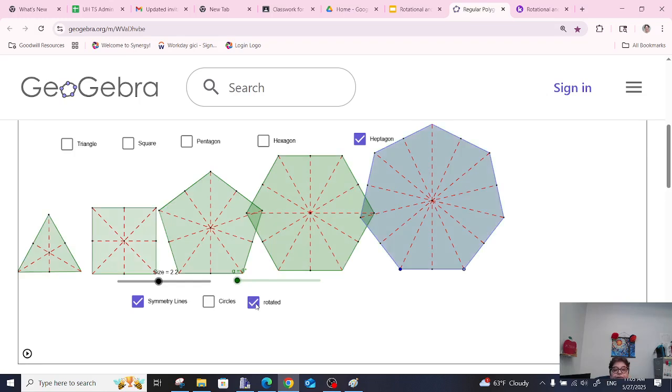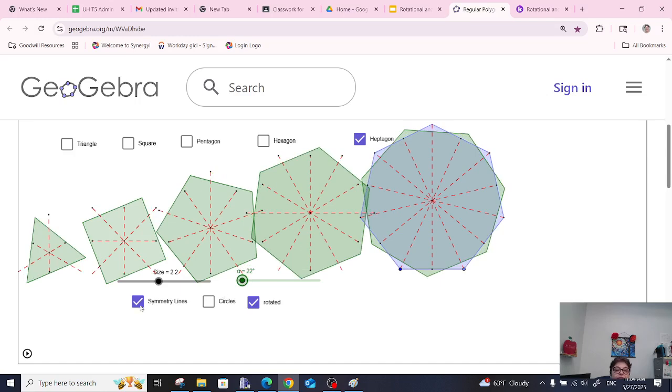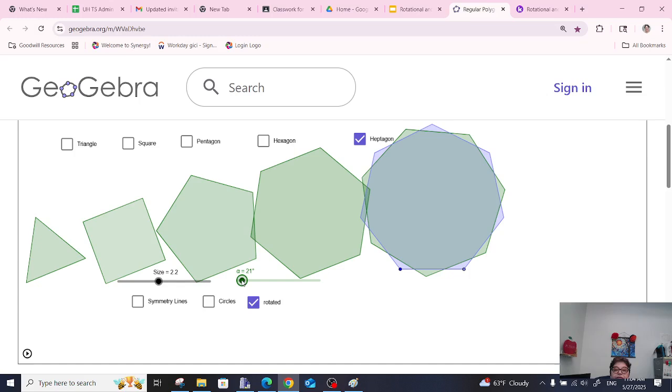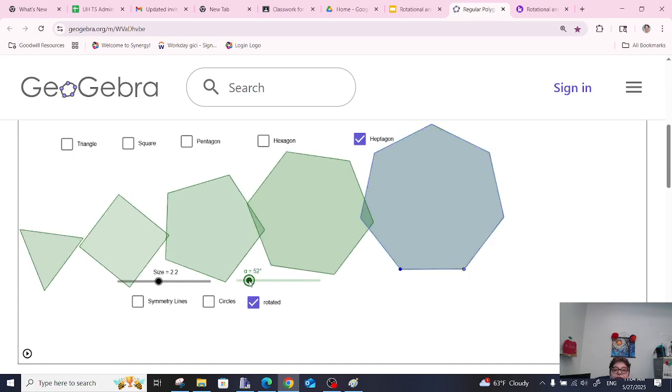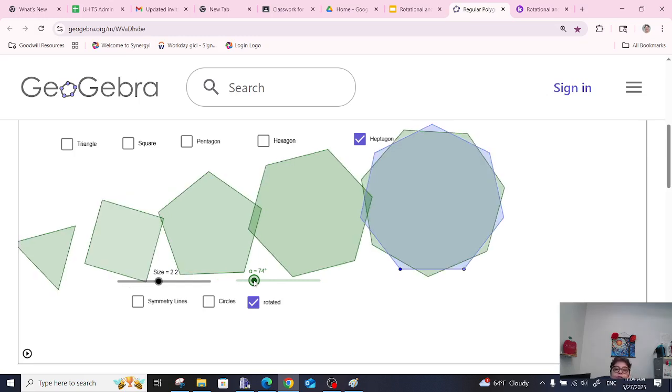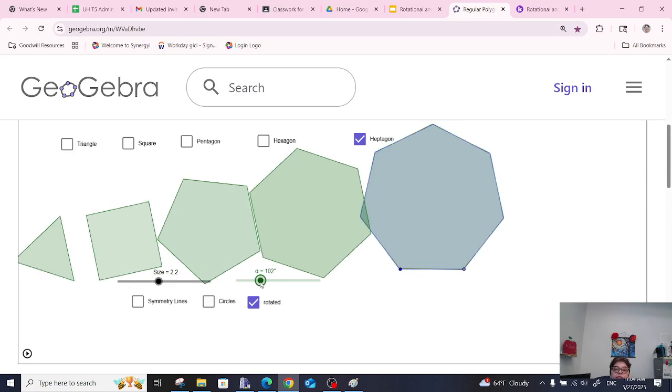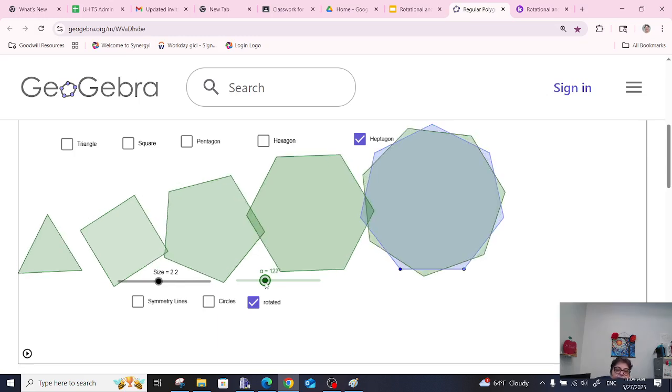Okay. And for this one it's like 51.4. So I'm just gonna do around 52. 52 is kind of close enough. And what's 52 plus 52? 104. I can't quite get it on 104. Oh, there it is. And then 104 plus 52 would be 156.